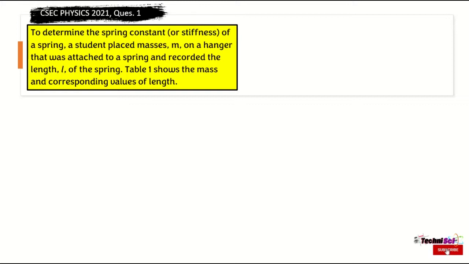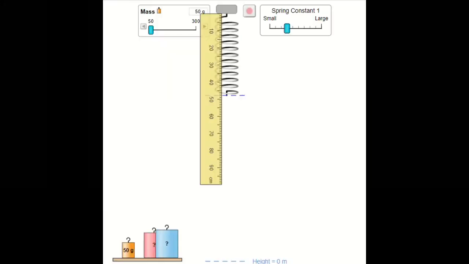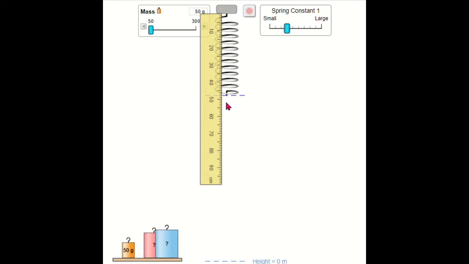Even before we get into this question, I'm going to show you a demonstration of what this experiment would look like. To highlight the concept being brought out in this question, I am going to be using a PhET simulation called Masses and Springs. I'll link it in the description below. So you will have the spring, and this is the length of the spring before anything is added to it. This is what we refer to as its natural length. No weight is added to it. It has a length of 48 centimeters. So that's the length when nothing is on it.